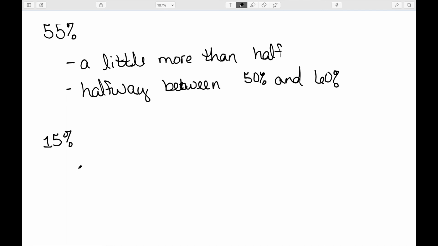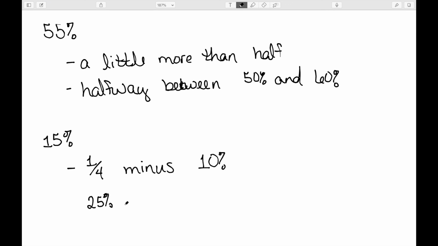Next, let's consider 15%. We could say 15% is 1/4, which is 25%, minus 10%. And so this is something really easy to calculate. 25% we just divide by 4, 10% just moves a decimal, and then we can subtract the two and easily calculate 15%.